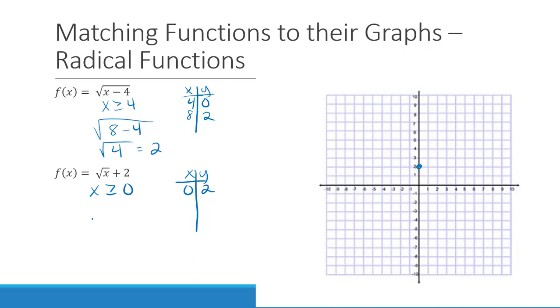Let's pick another square root that's pretty. What about if we plugged in 4? So the square root of 4 is 2, and then 2 plus 2 gives me 4. So when I plug in 4, I actually get 4 for my answer here. So this is 4, 4.